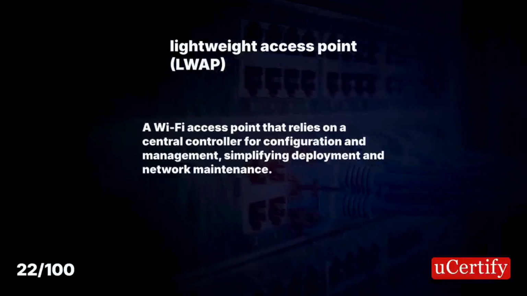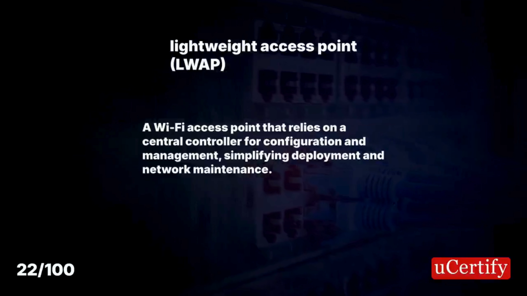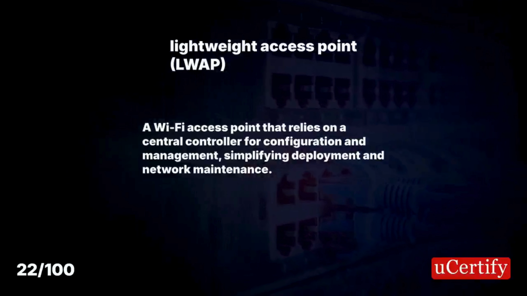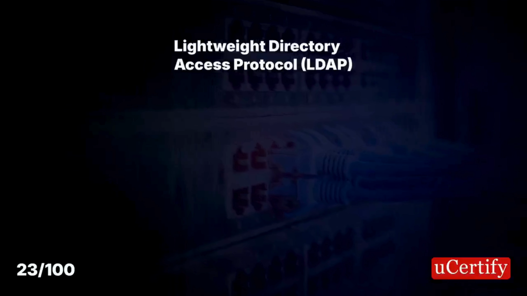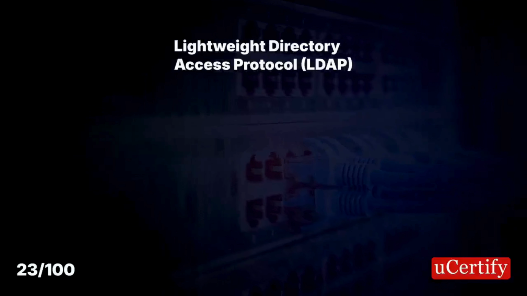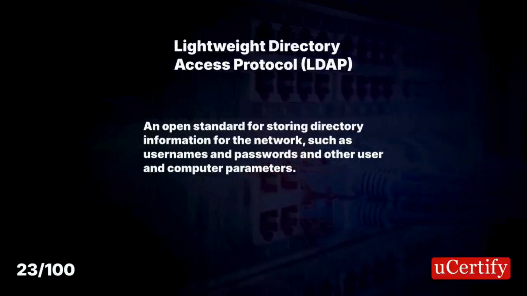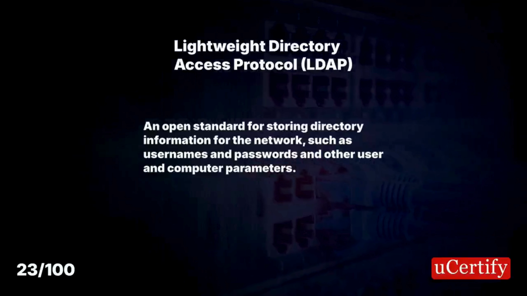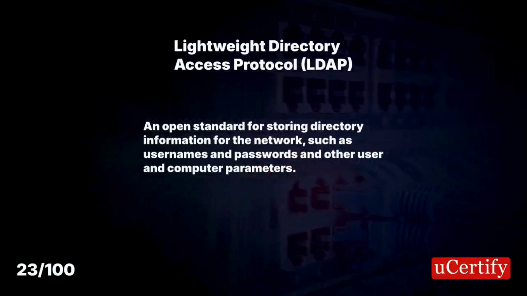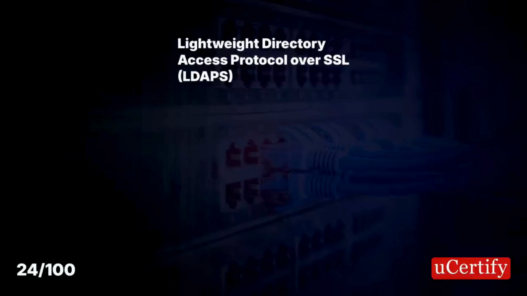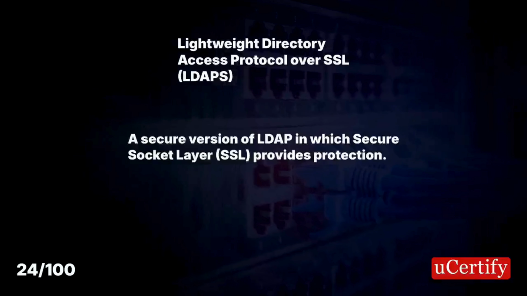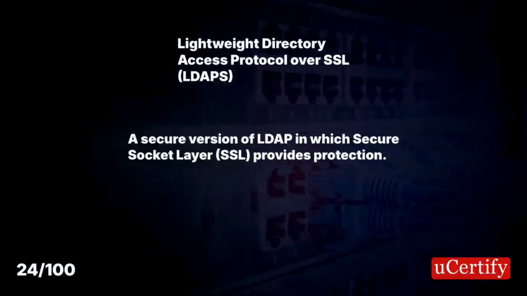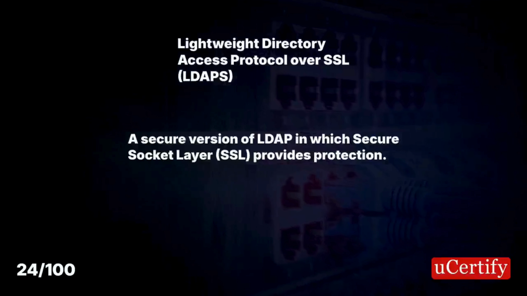Term: Lightweight Access Point, or LWAP. Definition: a Wi-Fi access point that relies on a central controller for configuration and management, simplifying deployment and network maintenance. Term: Lightweight Directory Access Protocol, LDAP. Definition: an open standard for storing directory information for the network, such as usernames and passwords, and other user and computer parameters. Term: Lightweight Directory Access Protocol over SSL, LDAPs. A secure version of LDAP in which Secure Socket Layer, SSL, provides protection.